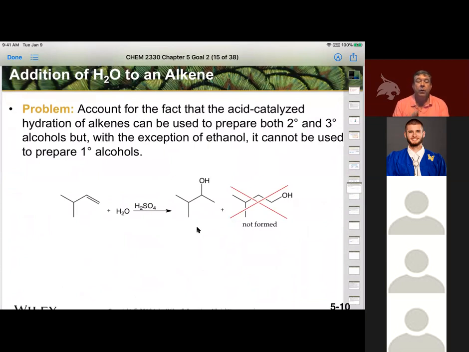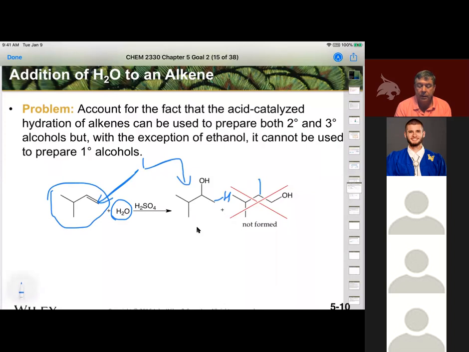So if you were to take this alkene here and you wanted to add water across that double bond, it could add across that two ways, right? The first way would be to add the hydrogen to the end here. The other one would be adding the hydrogen to the middle. So you can add it to either side of that double bond. However, when we run the reaction, we see this is our product and not this is our product. Okay. So let's look at why.